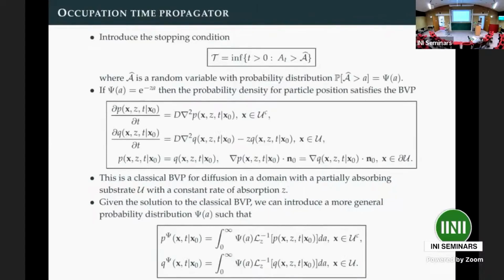Okay, and this is just reminding me about the ideas, just summarizing it. My stopping condition is that my occupation time exceeds a randomly generated threshold with distribution psi. I solve the problem in the case of a constant rate of absorption, but now with the extra twist, the constant rate of absorption is interpreted as the Laplace variable conjugate to the occupation time. And so if I invert the Laplace transform, I get the joint propagator for position and occupation time, and then I can use that to generate the marginal probability densities for a general absorption rule.